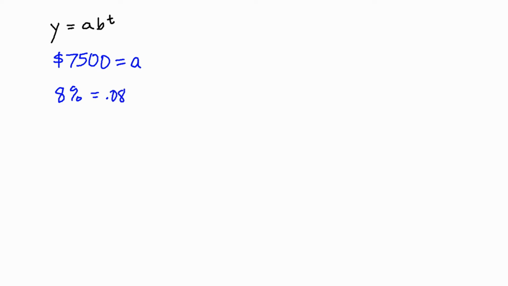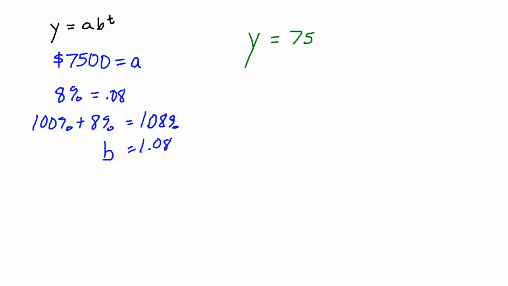Each year you accrue interest on not just your initial investment, but also on the interest accrued in previous years. So when we look at the interest rate, it's 100% of our money plus the amount of interest we earn. That's 108%, which is 1.08. And that's going to be our b. The equation becomes y equals 7500 times 1.08 to the t power.